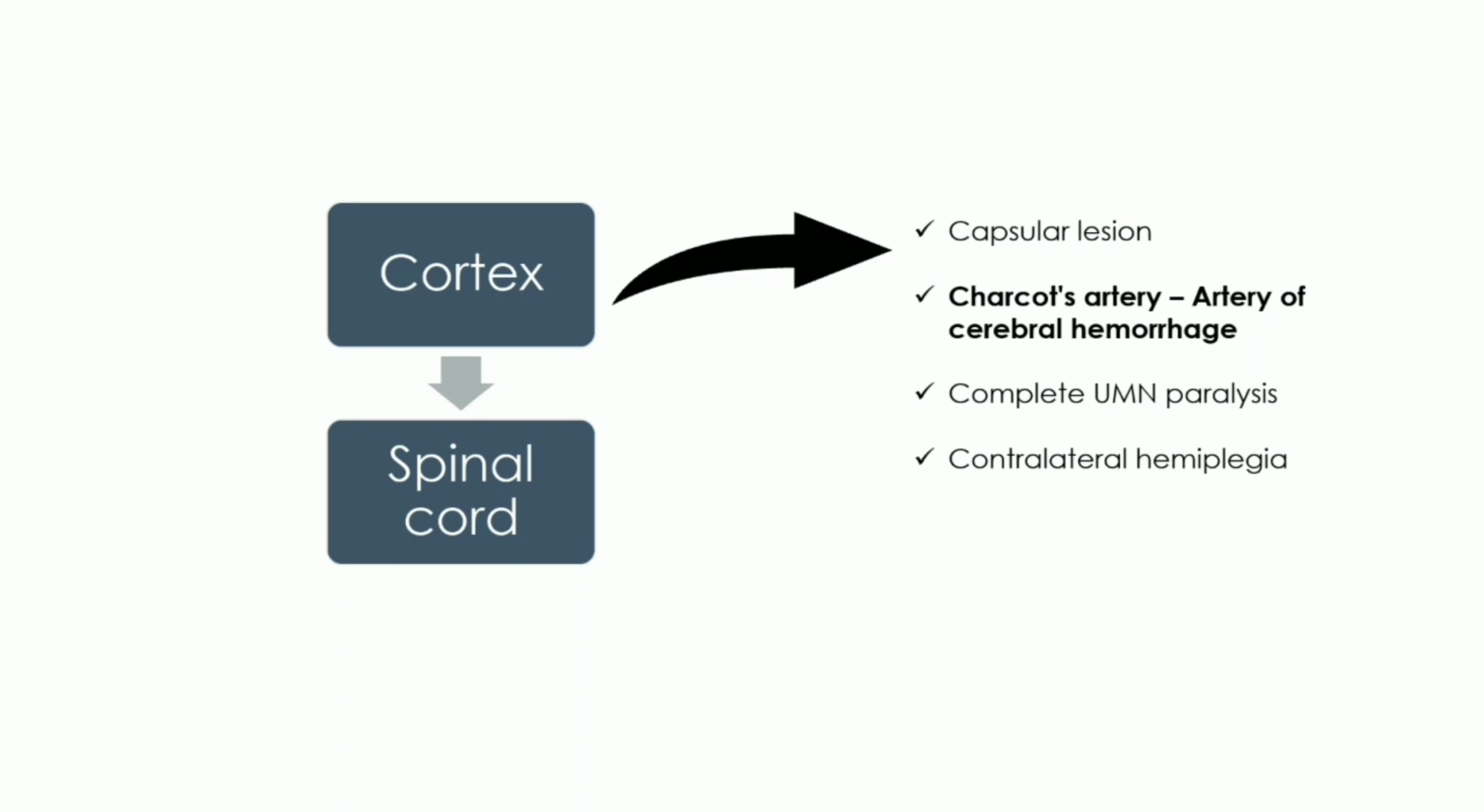So this is the most common lesion which is seen associated with the internal capsule. That is, corticospinal tract, that is internal capsular lesion, which is due to rupture of this Charcot's artery. It's also called the artery of cerebral hemorrhage. Now we will see two most important factors associated with pyramidal tract lesion, that is UMN paralysis and LMN paralysis. What is UMN paralysis? Upper motor neuron paralysis. What is an upper motor neuron?